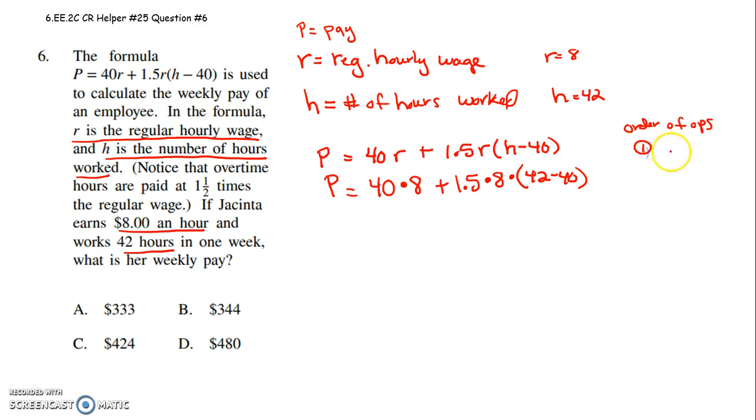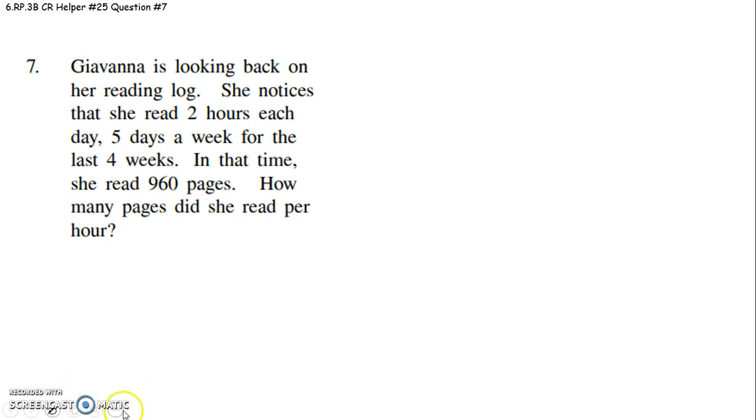So the first thing we'll do is work within parentheses. What's 42 minus 40? Oh, 42 minus 40 is 2. Then I'm going to keep my times. I'm going to keep my 8. I'm going to keep my 1.5. I'm going to keep my plus sign. I'm going to keep my 40 times 8. That's what P equals. Sorry, I jumped a slide.